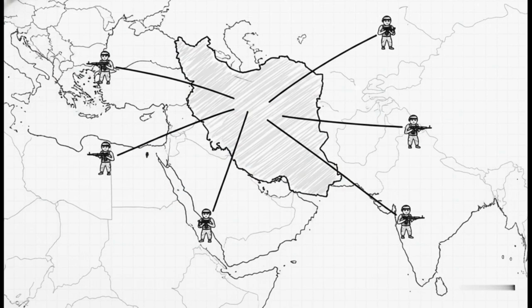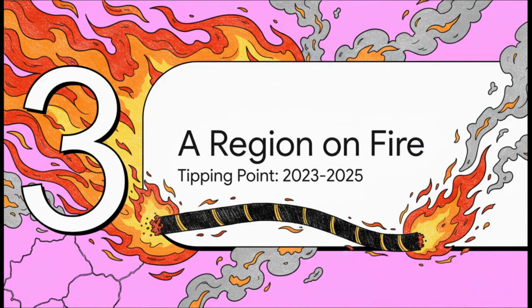You're talking about powerful armed groups like Hezbollah in Lebanon and Hamas in Gaza, all the way to the Houthis in Yemen, and a whole web of militias in Iraq and Syria. All of them get money, weapons, and training from Tehran. So for years, that long fuse was burning, but it was burning slowly. But starting in late 2023, things started to accelerate, dramatically.